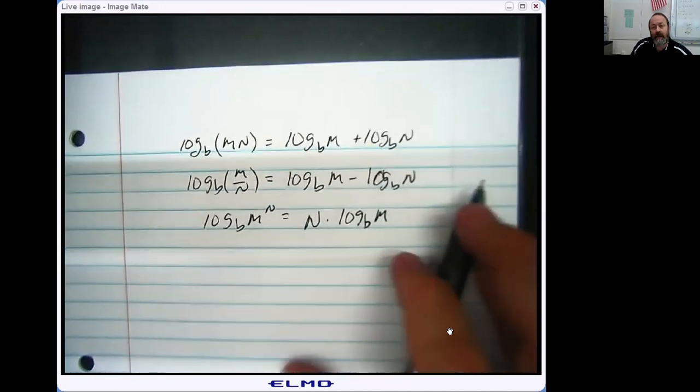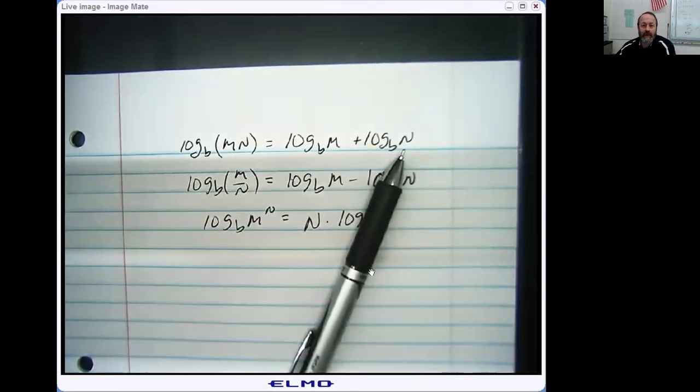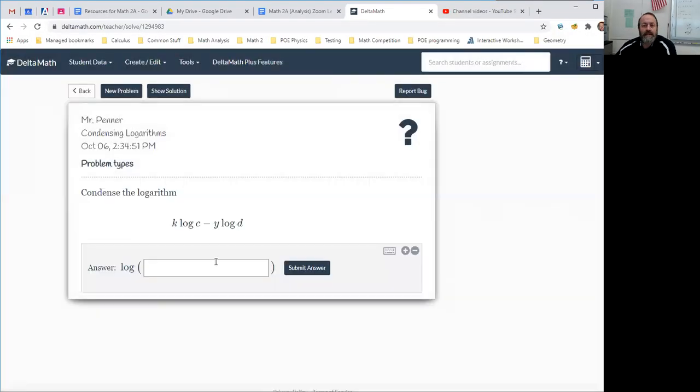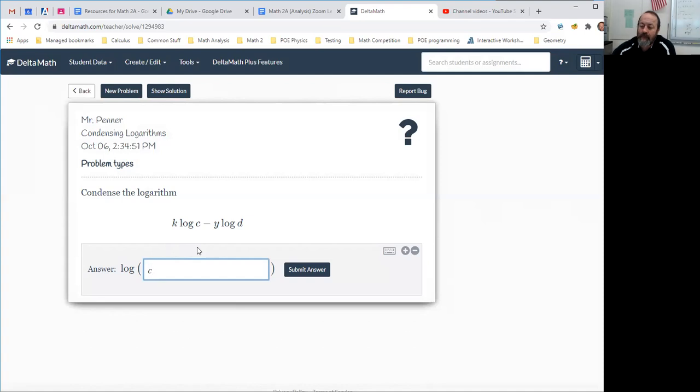So I have some problems within Delta Math that I thought we could look at that would help us utilize those and talk about the properties as they go. So let's share that with this thing right here. I was going to look at condensing logs. So in this first example, what you notice is this k is sitting in front. So what I would have is the log of c raised to the k power. There we go, c raised to the k power.